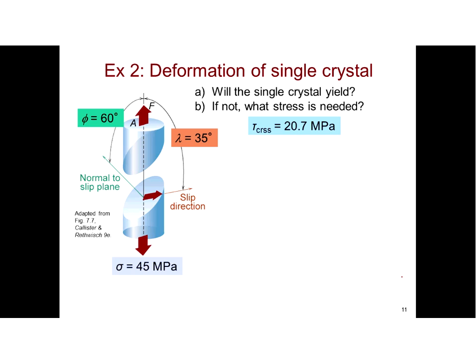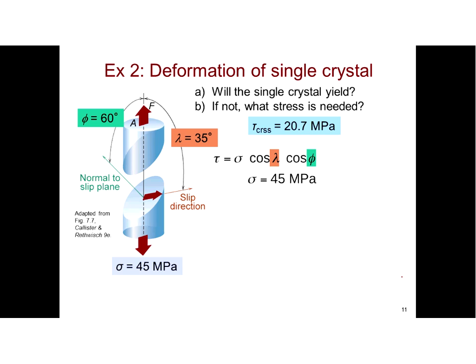Let's say we have a single crystal. Take a look at the purple box at the bottom. We're applying 45 megapascals of tensile stress, and we're given the angles phi and lambda, 60 degrees and 35 degrees respectively, and also the critically resolved shear stress, 20.7 megapascals. The first question is, A, will the single crystal yield and actually plastically deform? And B, if it won't, what stress do you need to get it to plastically deform?